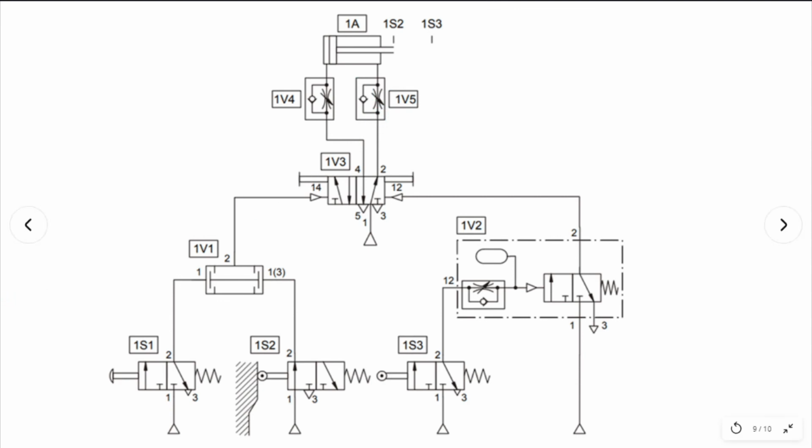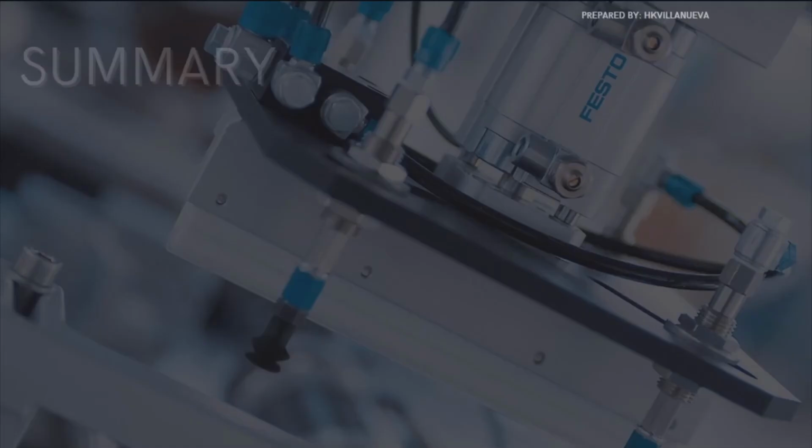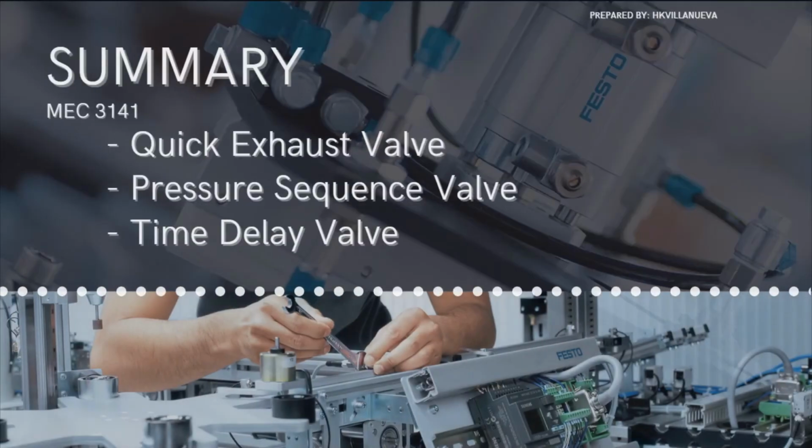So, I hope you have understood the differences of quick exhaust valve, pressure sequence valve, and time delay valve. So just a summary, quick exhaust valve is used to quickly exhaust the air flow from the cylinder. Pressure sequence valve is used to actuate a directional valve when pressure is accumulated from a signal. And also you have your time delay valve. Time delay valve uses one-way flow control and reservoir to delay the movement of a 3-2-way valve so that you can have a delay in seconds or in minutes on the movement of air from input to output of the valve.